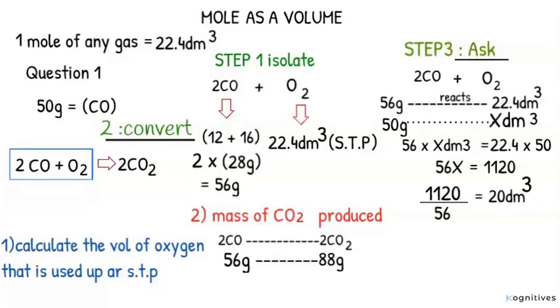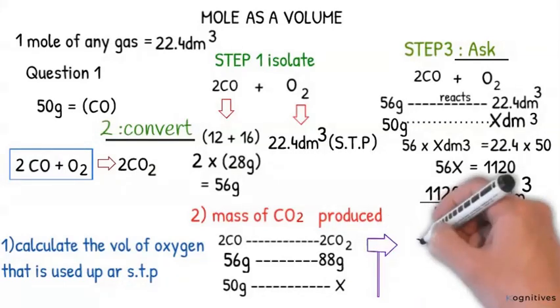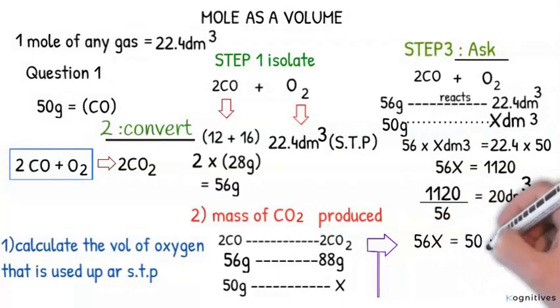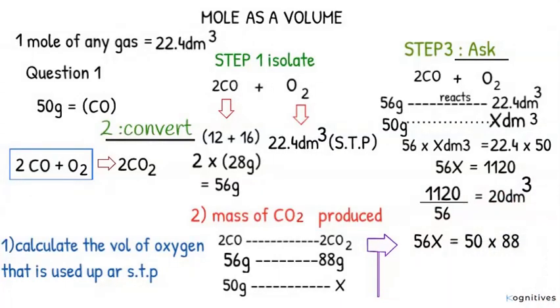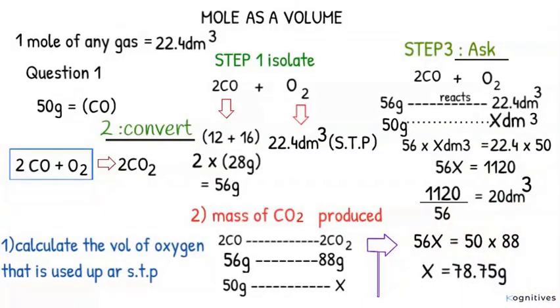So let us now ask, if normally 56 grams of carbon monoxide should react with oxygen to give us 88 grams of carbon dioxide, what will be the mass of carbon dioxide produced if, according to the question, we are given 50 grams of carbon monoxide? Calculating mathematically, cross multiply, we have 56x equals 50 times 88. Solving mathematically, we would have that x, which is the unknown mass of carbon dioxide produced, is equal to 78.75 grams.